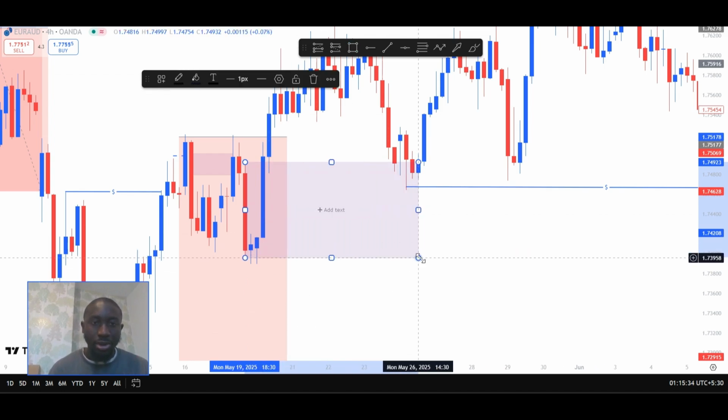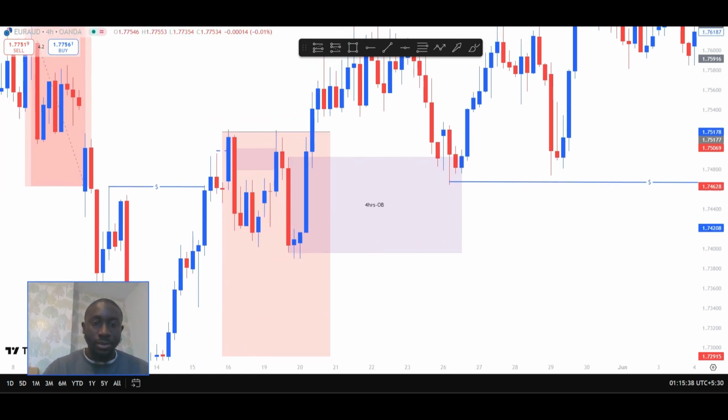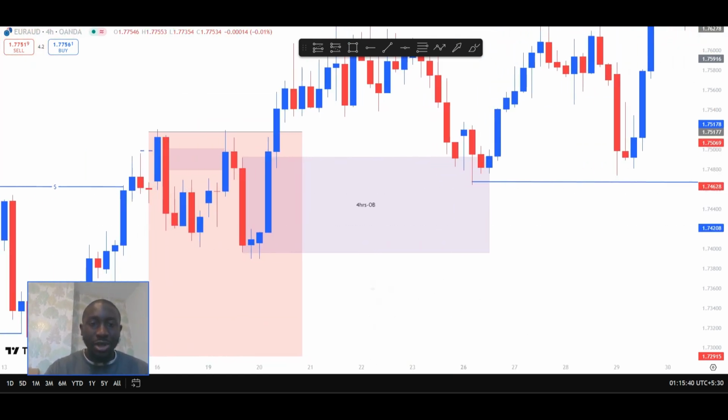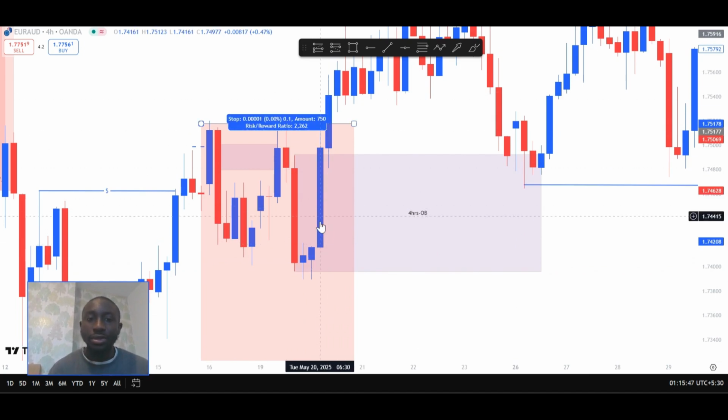This is a 4 hour order block. Do you know why this place is a 4 hour order block? Because this is the last red candle before the bullish move. Even if you are seeing a blue candle again, blue candle buy, the last red candle before the buying candle, that is how you can mark your order block.